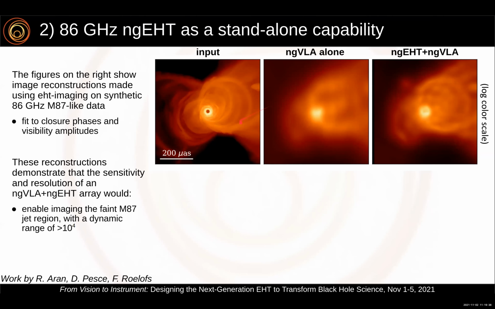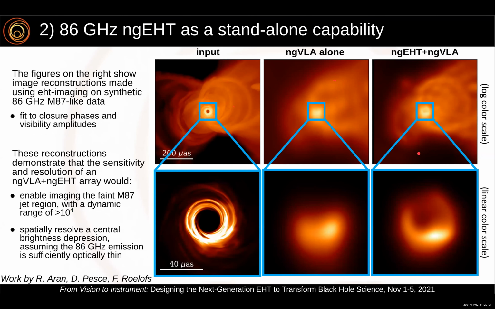So here's a simulation of the M87 jet at 86 gigahertz. This is what the ngVLA would see. So mostly, the inner jet and probably more of the outer jet at 86 gigahertz. If you add the ngEHT, you could actually see more finer jet features, and also you see a flux depression in the center. And actually, we could spatially resolve a central brightness depression if the 86 gigahertz emission near M87 is sufficiently optically thin.